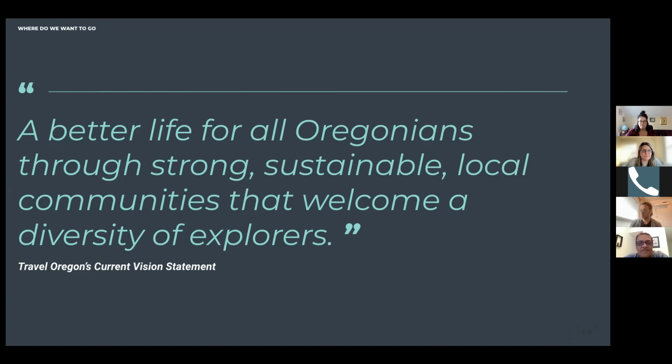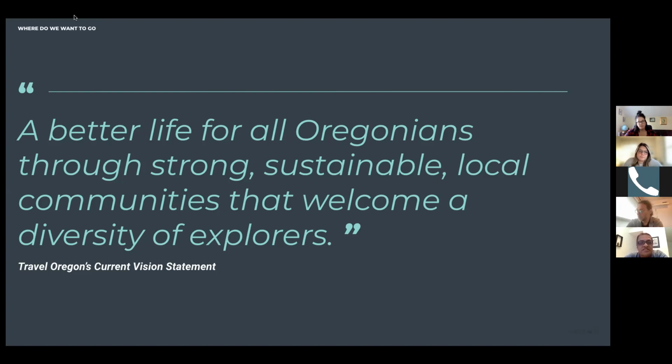Overall, we felt that the vision statement covered quite a bit. There were concerns that you don't see Travel Oregon in it overall. And what do you even mean by the word explorers? That was another question that came up. Is it limiting on one side? But on the other hand, it was also felt that explorer is a good way of showing learning. It shows that you are out there. It's an active word to describe the people coming in.